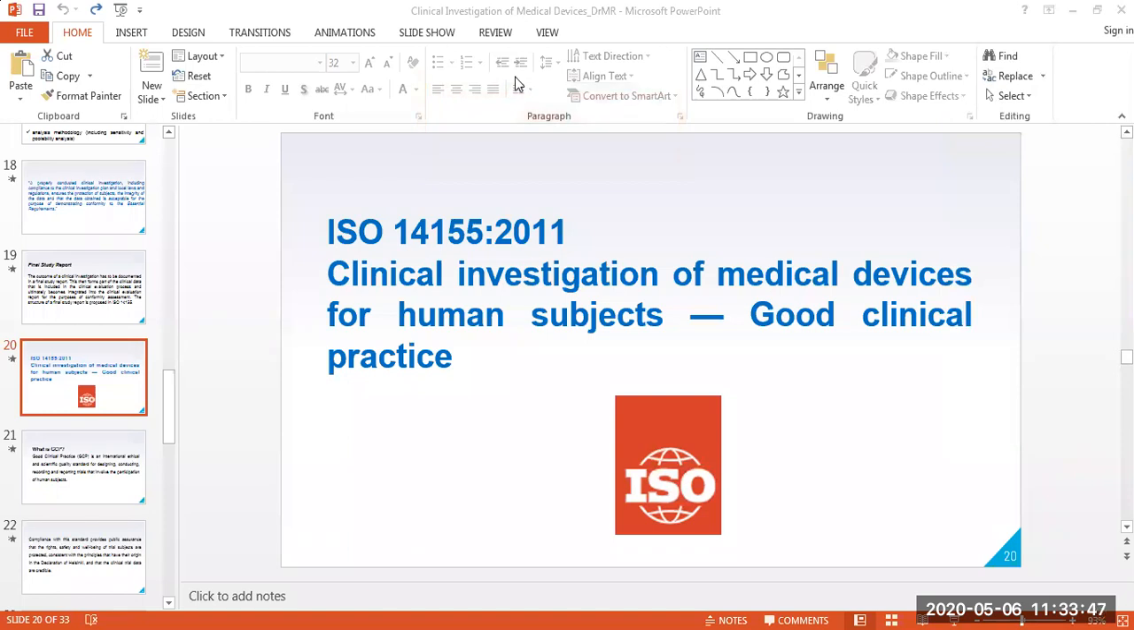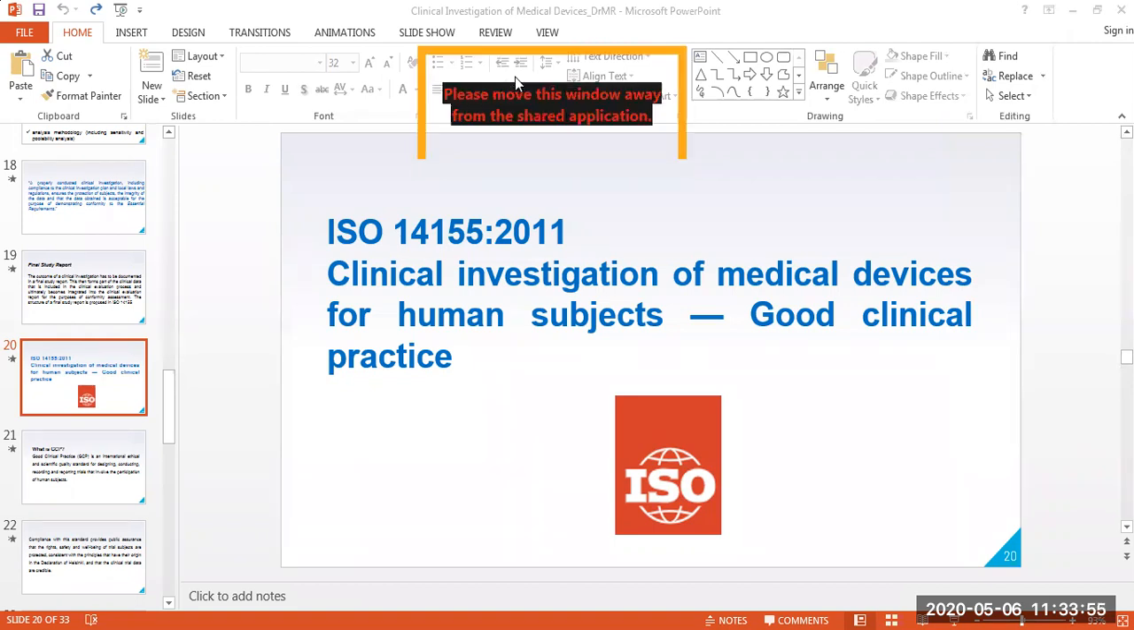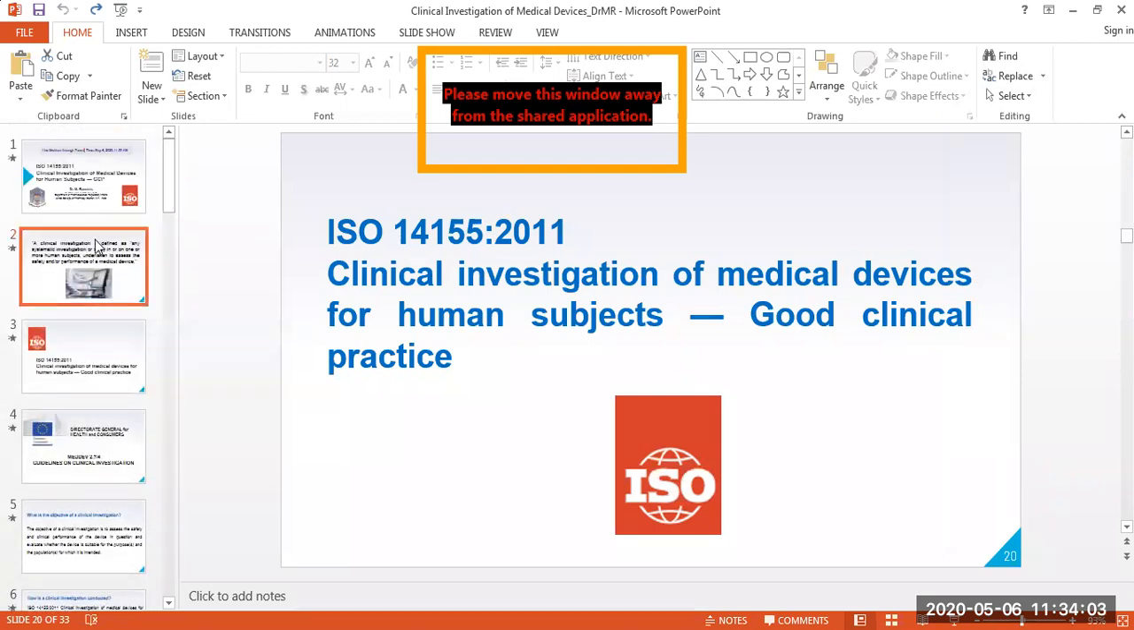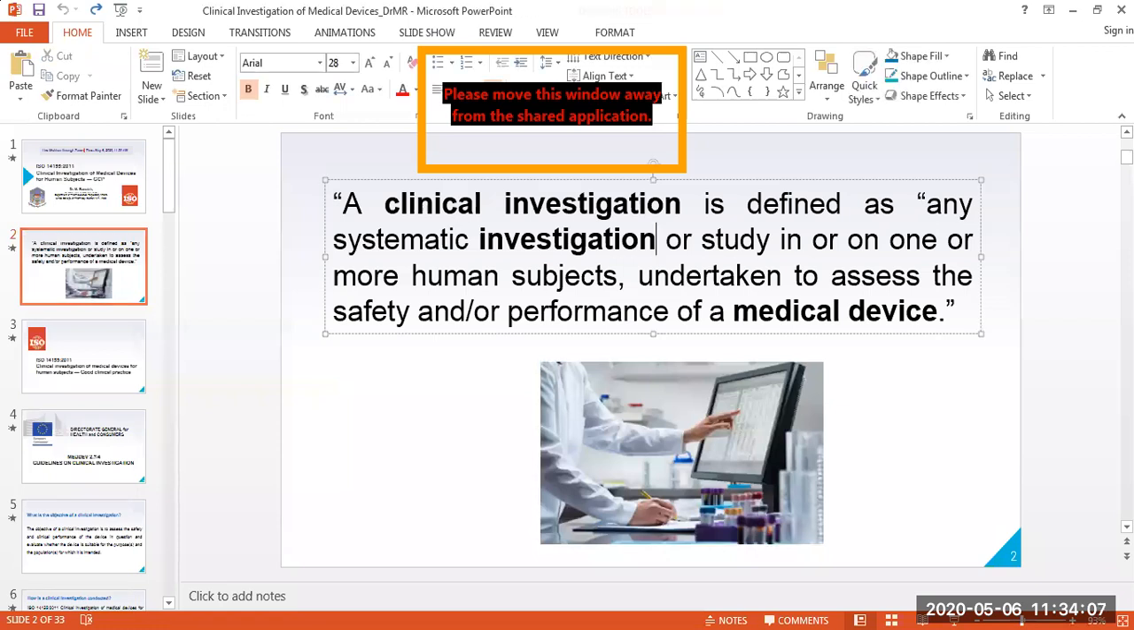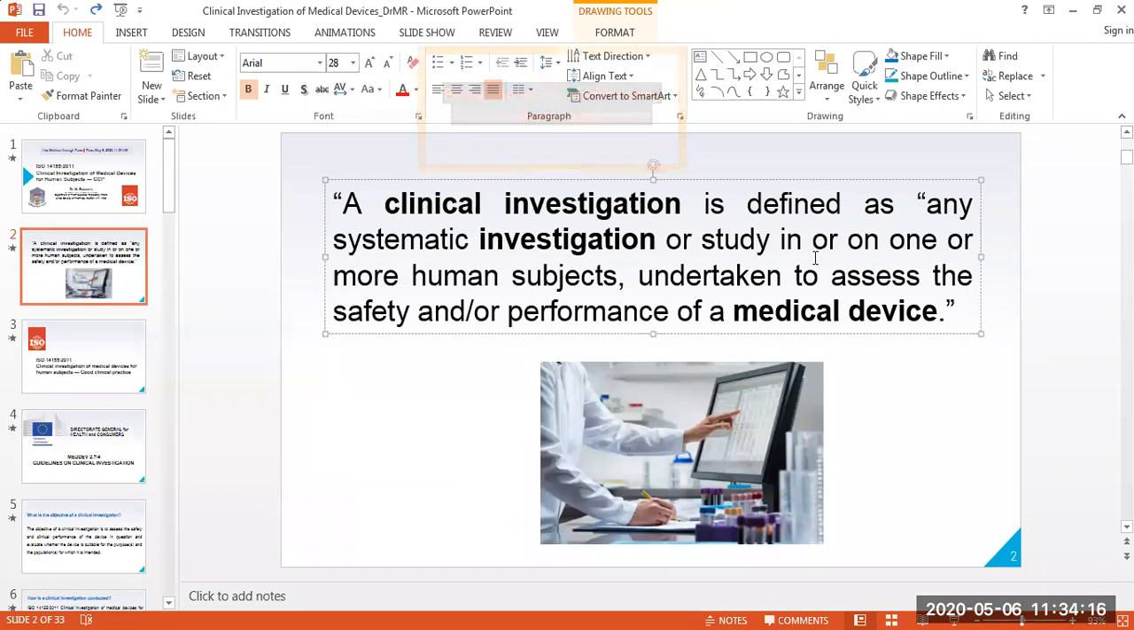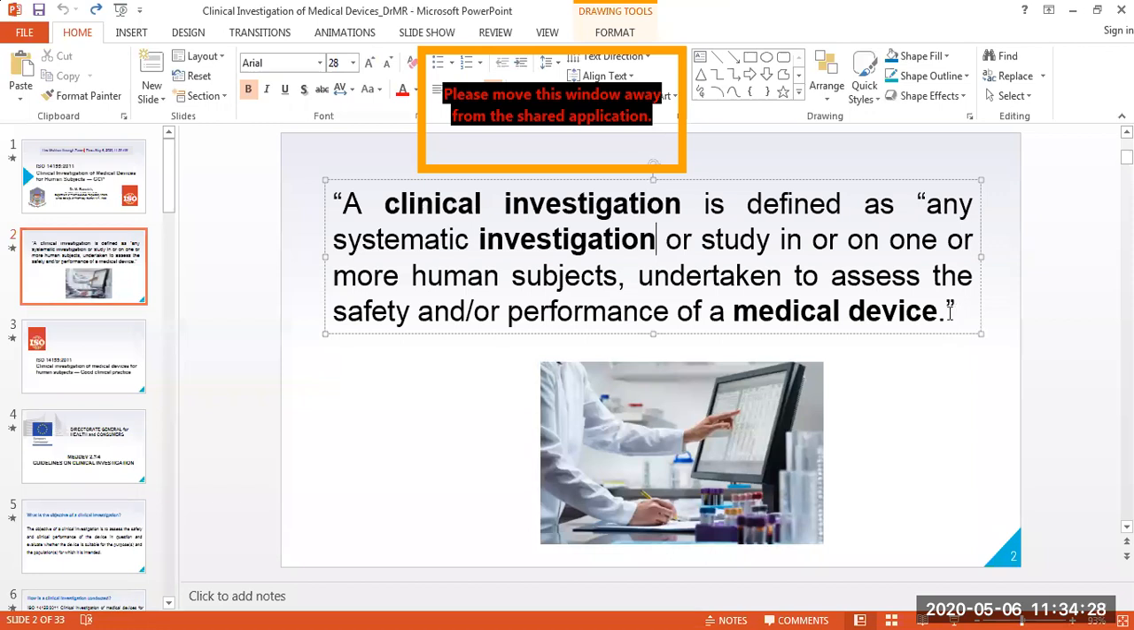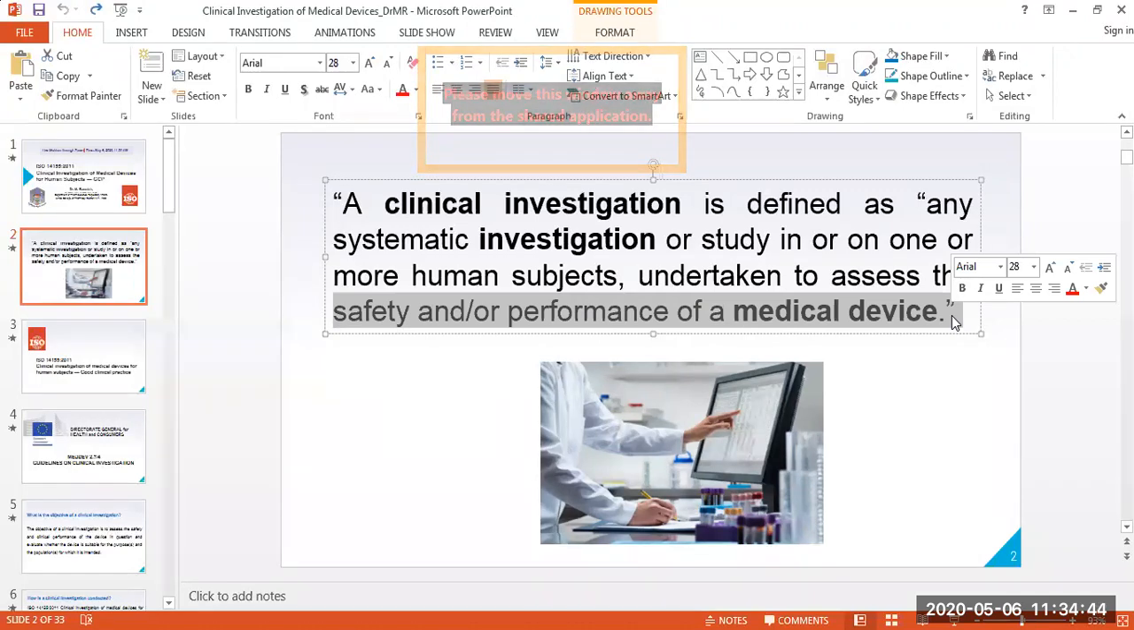A recall of yesterday's session, superficially, just one definition: what is a clinical investigation? A clinical investigation is any systematic investigation or study in or on one or more human subjects, undertaken to assess the safety and or performance of medical devices. It is the same definition as for a clinical trial, which I already explained.